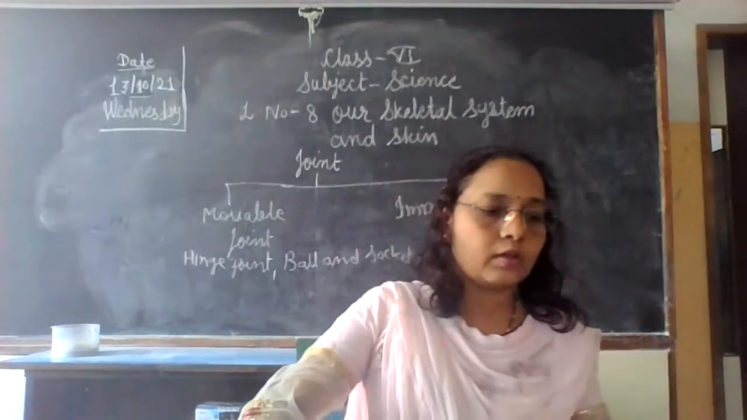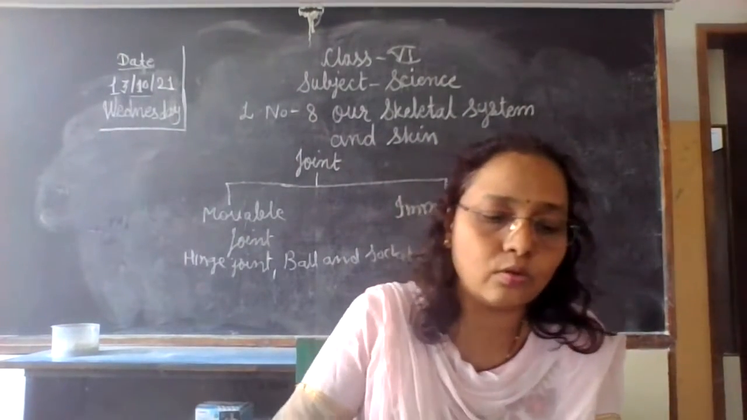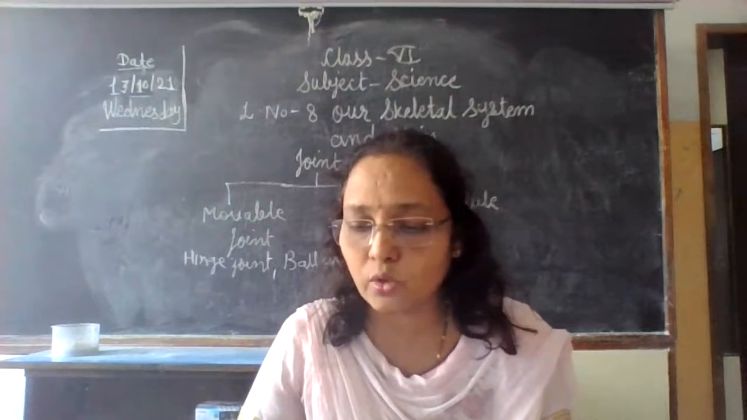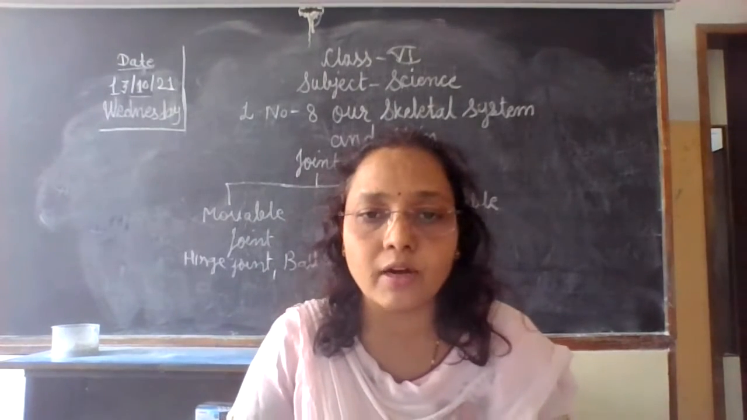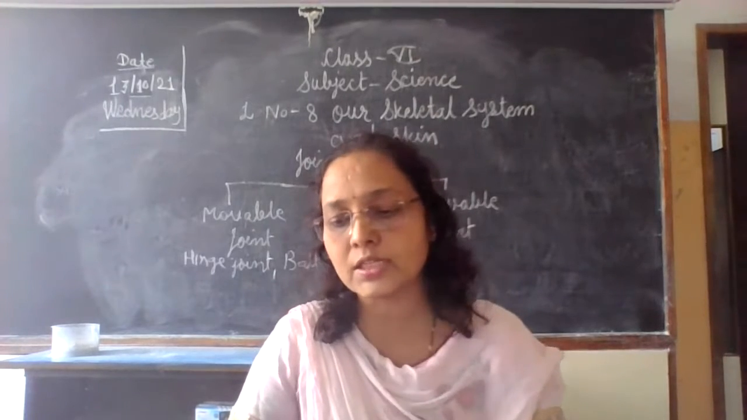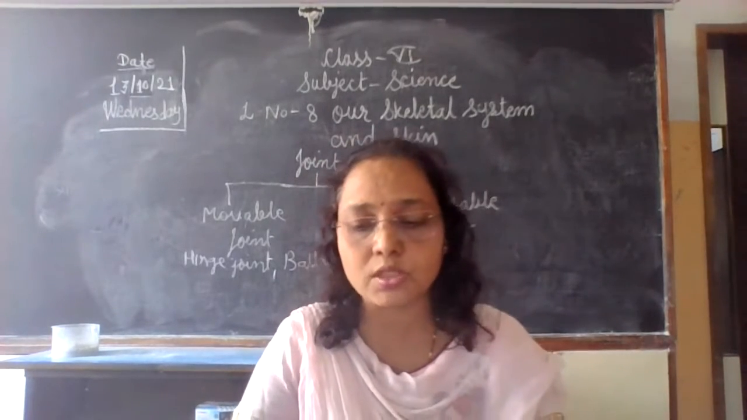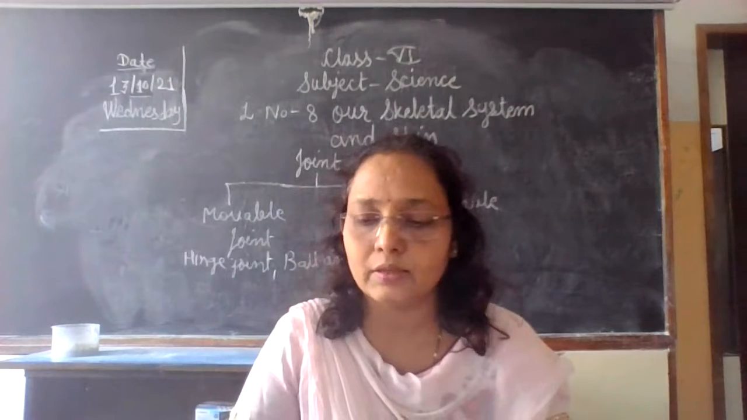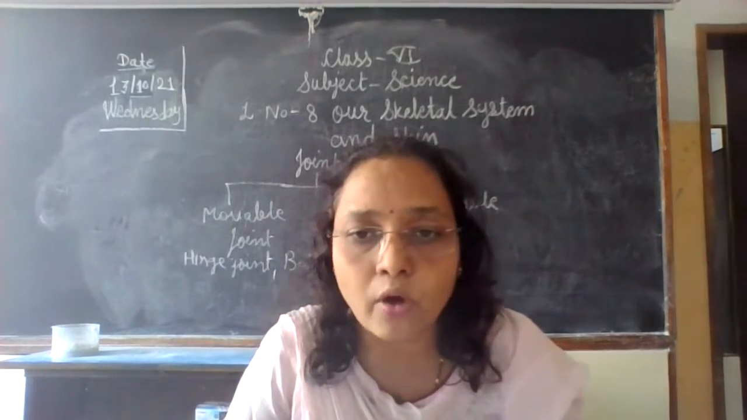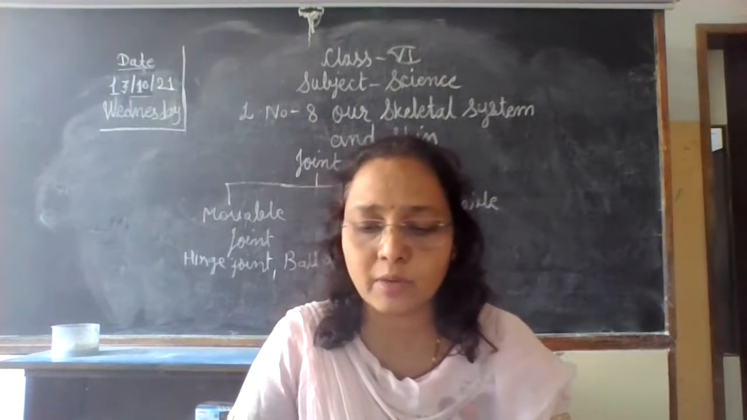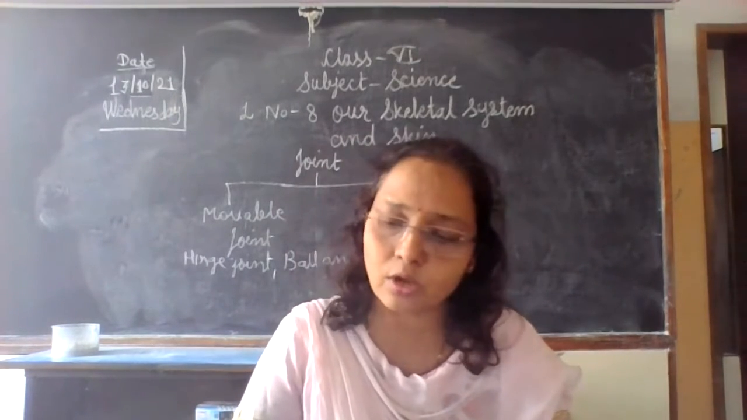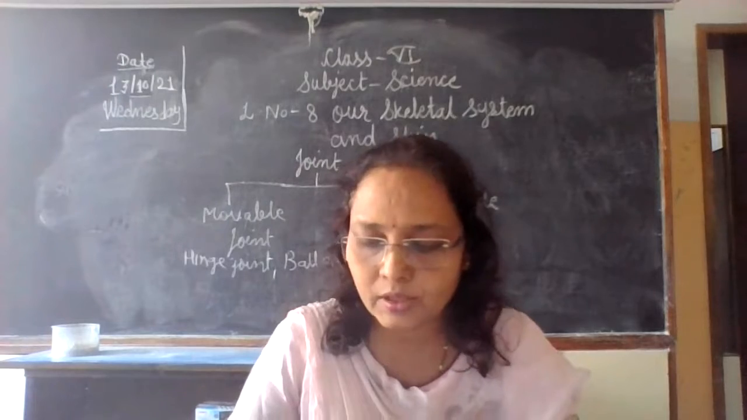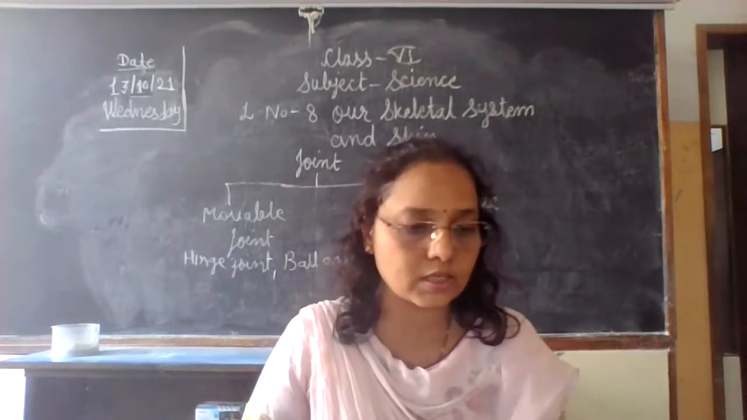Okay, children, then next is the pivot joint. That joint is found in our neck. The skull is connected to the uppermost vertebra of the spine. That is called a pivot joint. This joint helps us to move our head upward, downward, and sidewards, left and right. So this is about the joints.